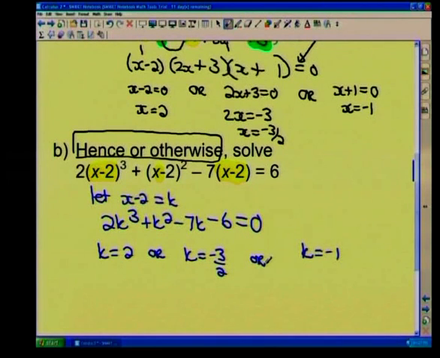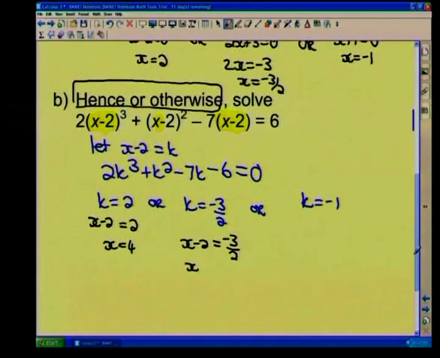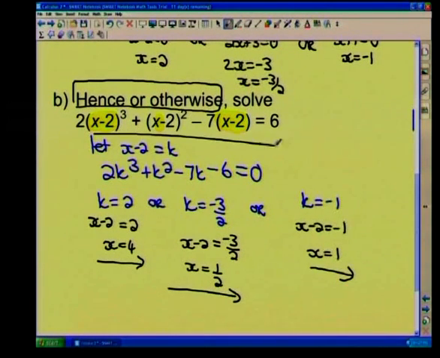But our k is this bracket. So at this stage, I can go along and I can say, let's make it black, that x minus 2 will equal 2, which means x is 4. x minus 2 is equal to minus 3 over 2. Now, if we bring that over, it's going to be x equals minus 3 over 2 plus 2, which will just be a half. Or here, we've got x minus 2 equals minus 1, which means x is equal to 1. So there we have our three values for this particular equation.